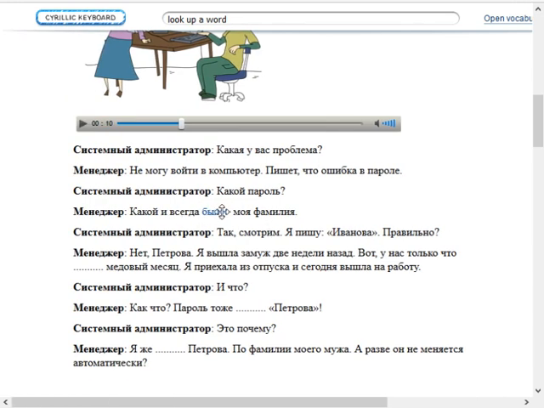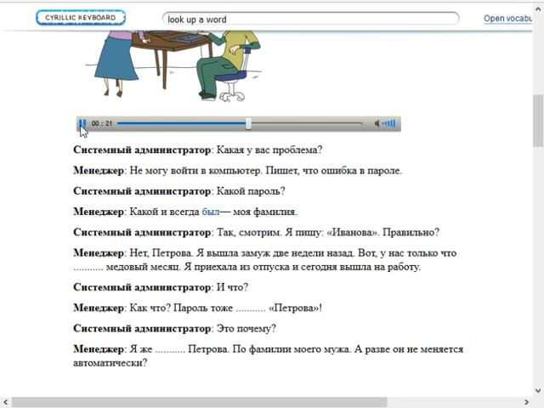So, какой и всегда был. As it always was. Был is obviously past tense of быть. So, as it always was, my last name, фамилия, is family, not family, but family name, or last name, or surname. Так, смотрим. Okay, let's take a look. Я пишу Иванова. Правильно? I write Ivanova, right? Нет, Петрова. No, Petrova. Я вышла замуж 2 недели назад. I got married 2 weeks ago.